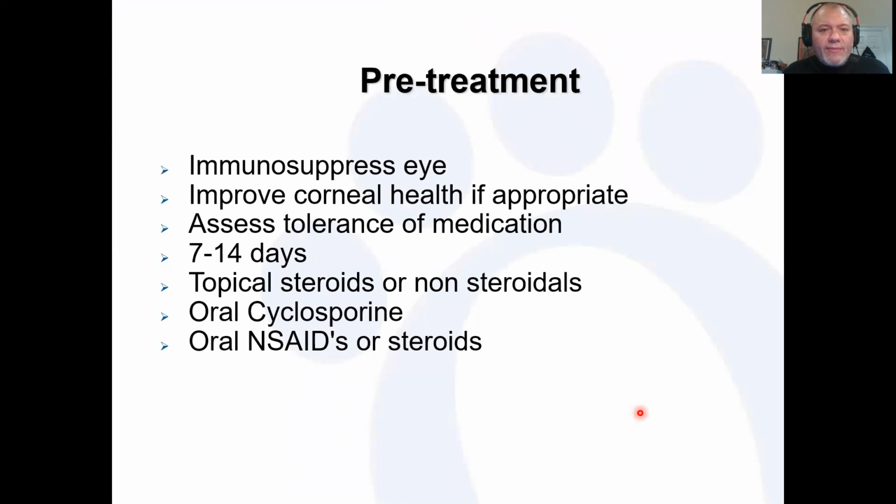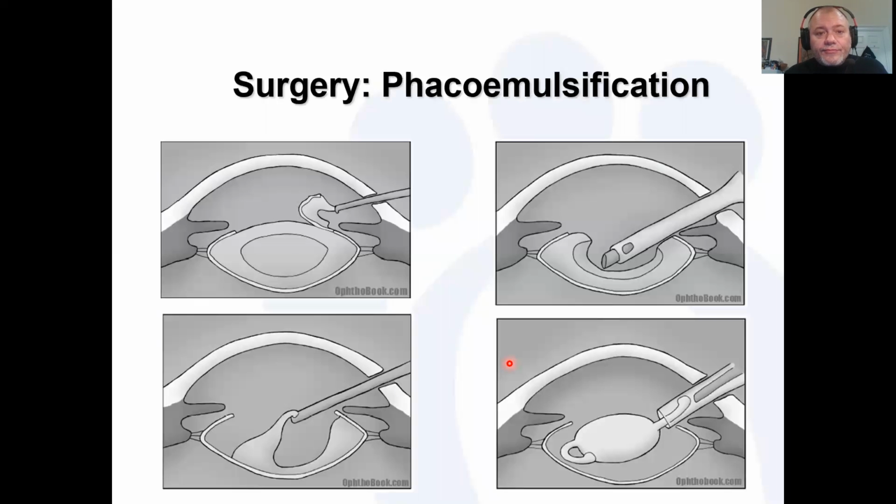We pre-treat the eye by immunosuppressing it, usually with topical prednisolone and with systemic anti-inflammatories, usually meloxicam or similar. We improve the corneal health if needed, so these dogs will have a topical preservative-free hyaluronate before surgery, which helps to assess whether they're able to tolerate medication. And we try to pre-treat for at least 7 days. Sometimes when we know there's an existing lens rupture, we may add in oral cyclosporin, which seems to help in these cases.